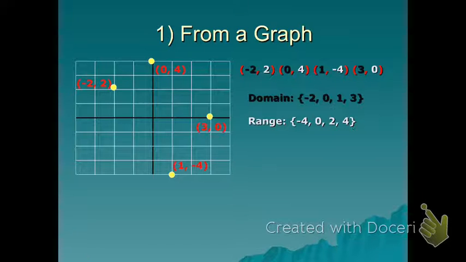Okay? That's how you find the domain and range when you're given sets of coordinates or from a graph. Okay? Why don't you pause the computer and write this down. Make it nice and neat and clear so that you can understand it.